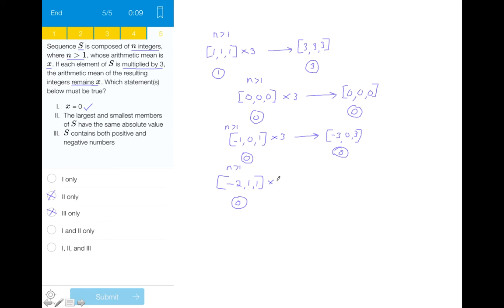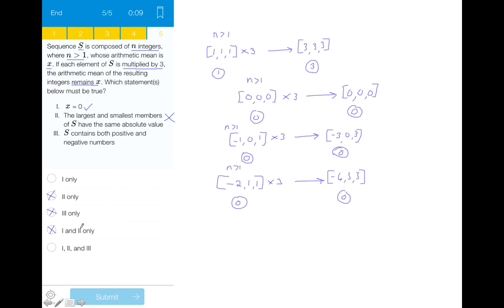And if we multiply it by 3, which will lead to a sequence that contains the elements minus 6, 3, and 3, the mean remains 0. So this sequence actually satisfies the question and shows that the absolute value of the smallest member and the largest member does not necessarily have to be equivalent to maintain the mean equal to 0. So we'll cross off statement 2, and therefore we can get rid of answer choice D.